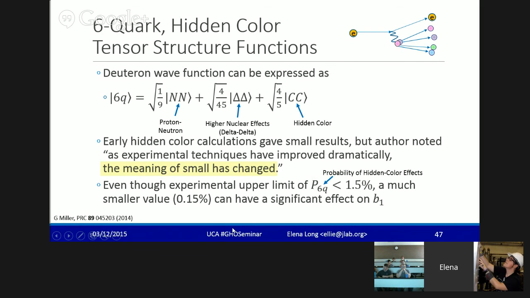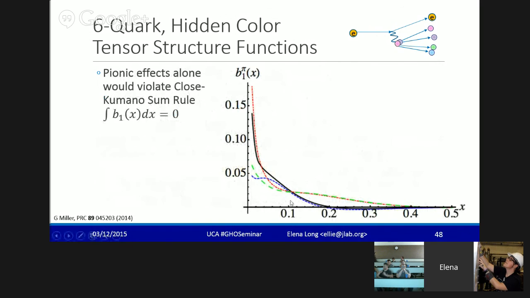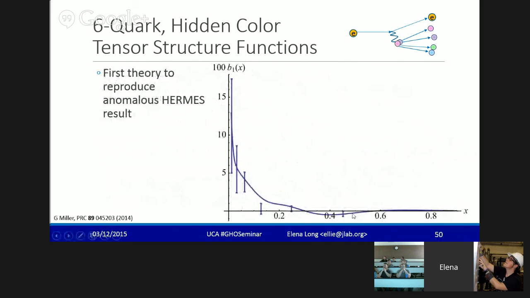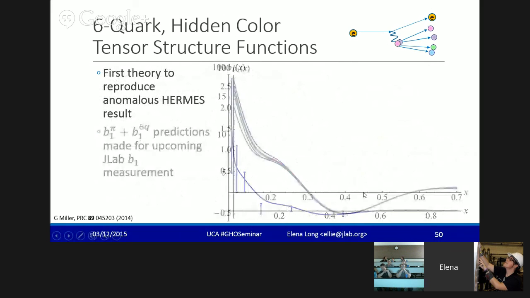And if you put something even tinier, like 10 times smaller than that in, you can still get a significant effect. So I don't want to talk about that much. Here's what the effect looks like. It causes a bump. And it's this bump down here that's actually starting to reproduce this data.